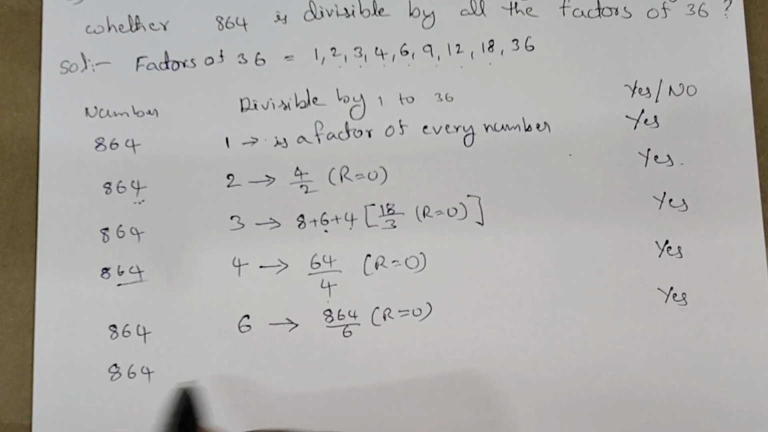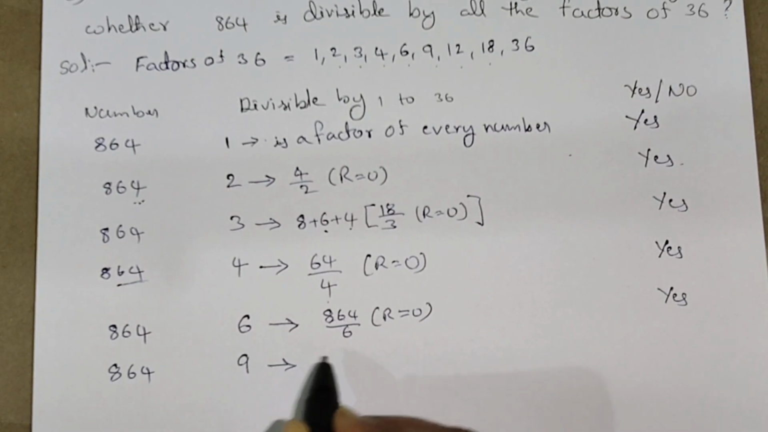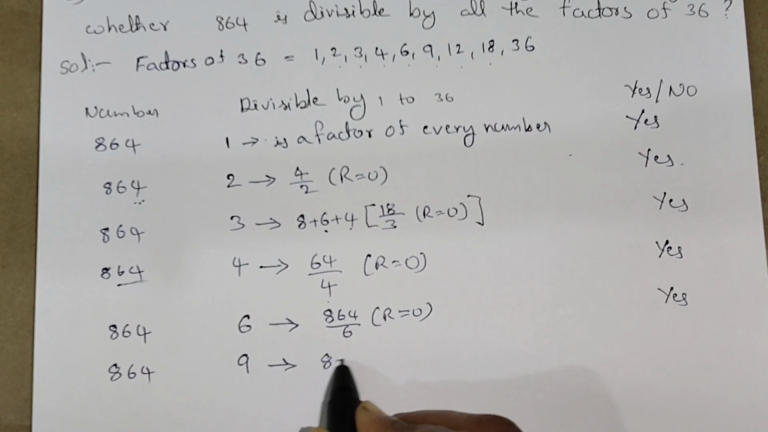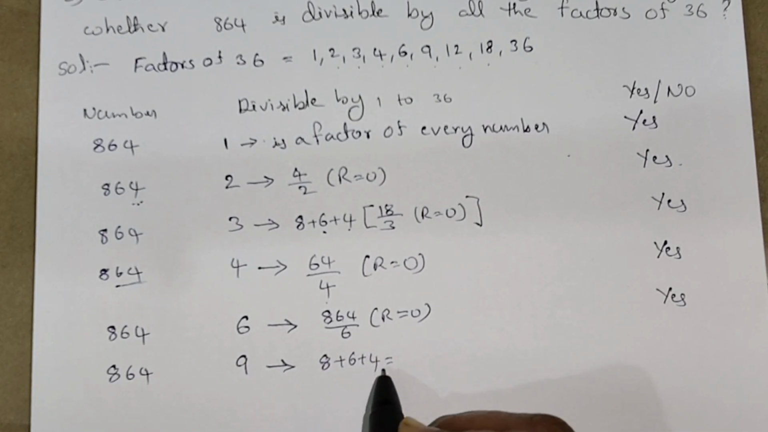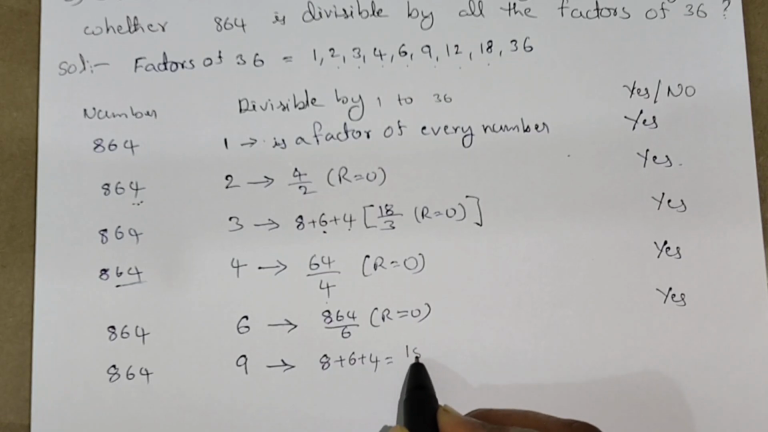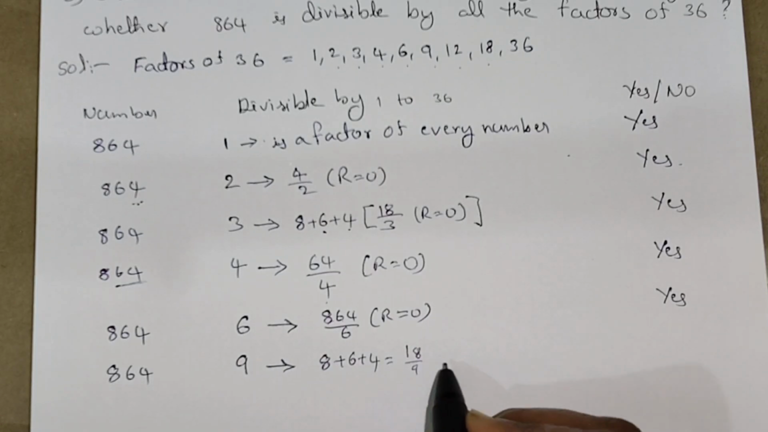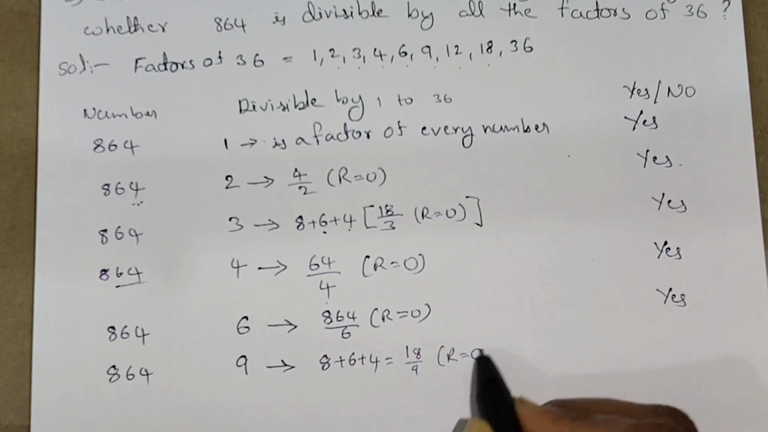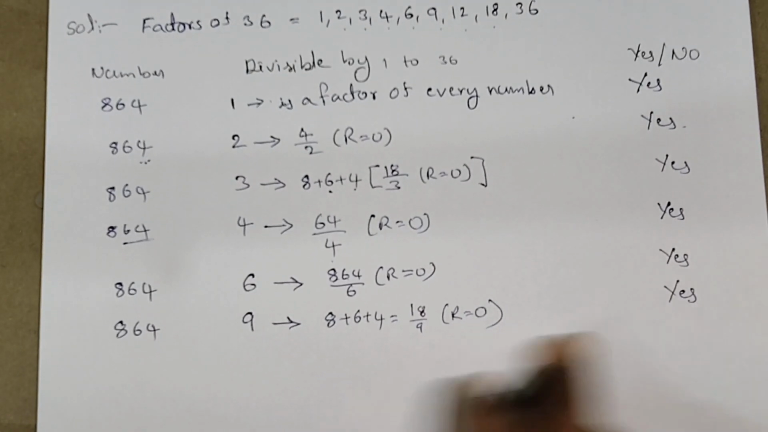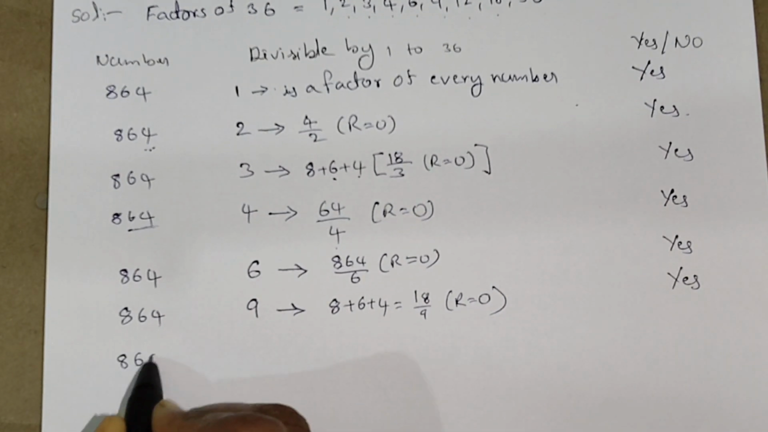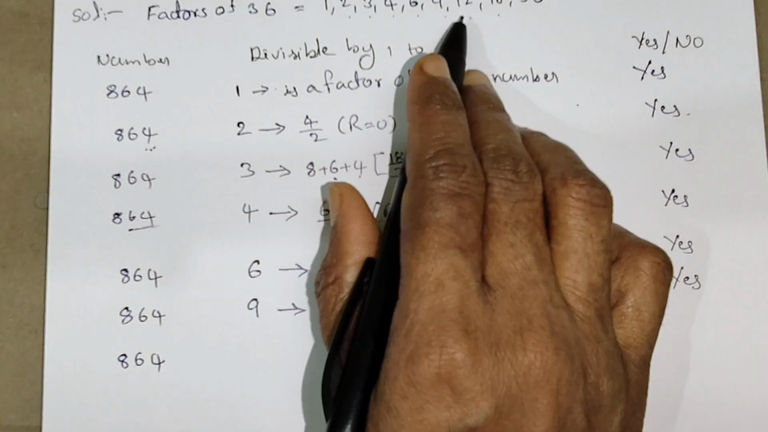Next, 9. The rule for 9 is the sum of the digits. 8 plus 6 plus 4 equals 14 plus 4, which is 18. 18 by 9, the remainder is 0. So this number is divisible by 9.